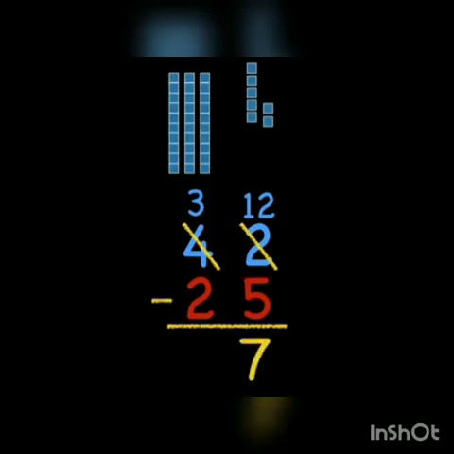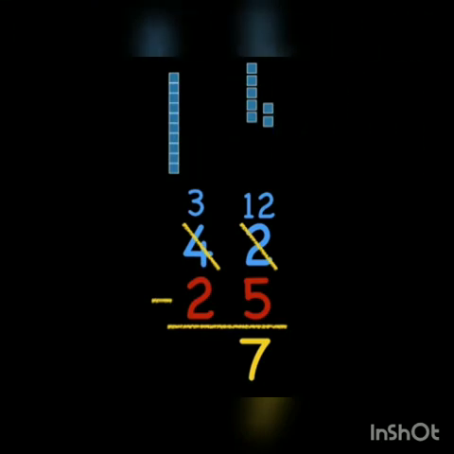Now let's move over to our tens, and we take away 2 tens. 1, 2, and we have just 1 ten. So the answer to our subtraction problem is 17. All right, so let's see if we can do another problem like this without the drawing.